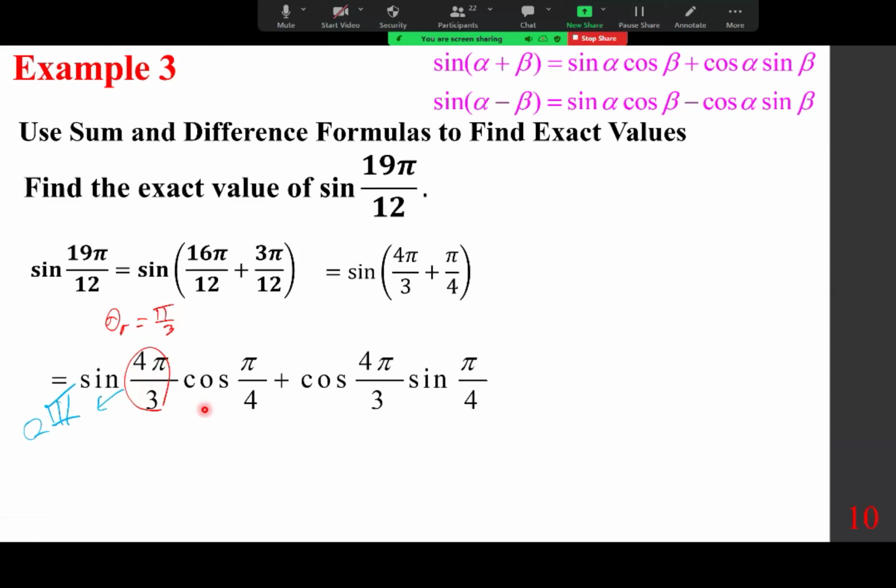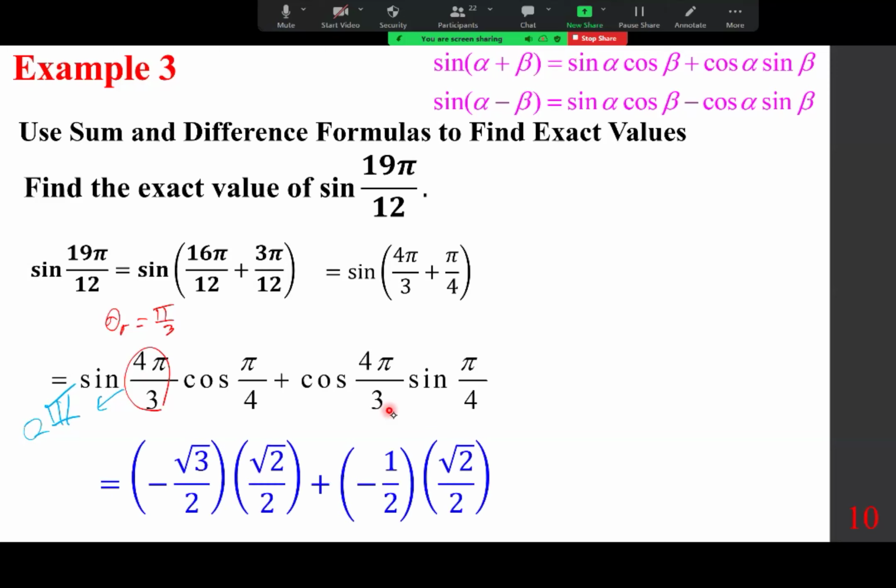Pi over 4, cosine and sine, both of them are square root of 2 over 2. Cosine of 4 pi over 3, again in the third quadrant, sine and cosine are both negative. So cosine of pi over 3 is positive 1/2, but cosine of 4 pi thirds is negative 1/2. So the reference arc is really helpful.